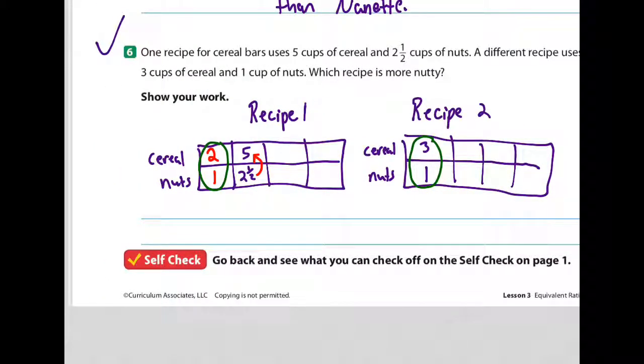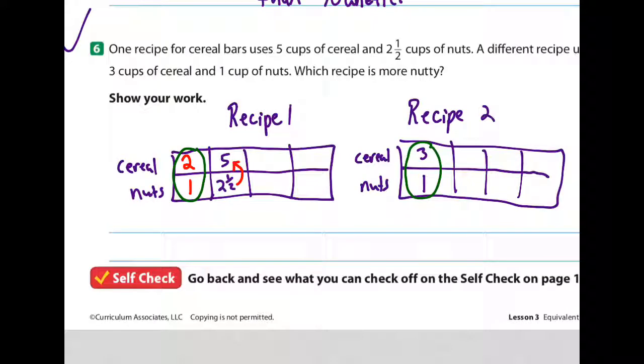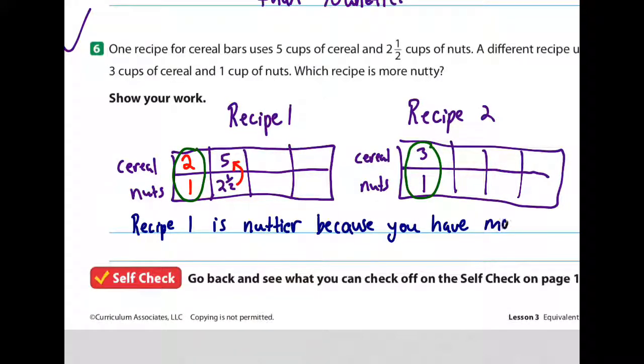Now, here's where you got to think. It asks for which recipe is nuttier. So both of these are down to 1 cup of nuts. But notice in recipe 2, you have more cereal. So to be nuttier, you need less cereal, right? So recipe 1 is going to be nuttier. So I'm going to say that. Recipe 1 is nuttier because you have less cereal with each cup of nuts.